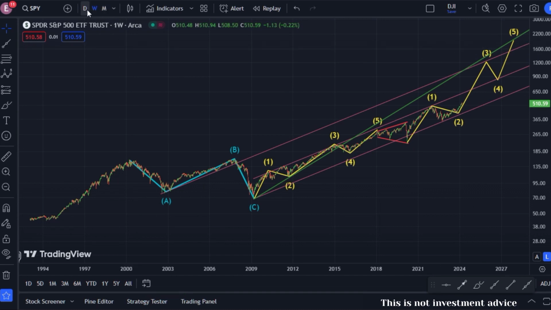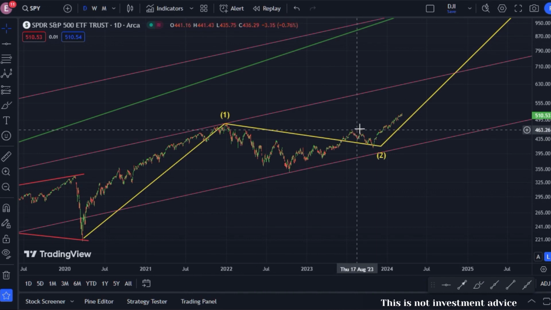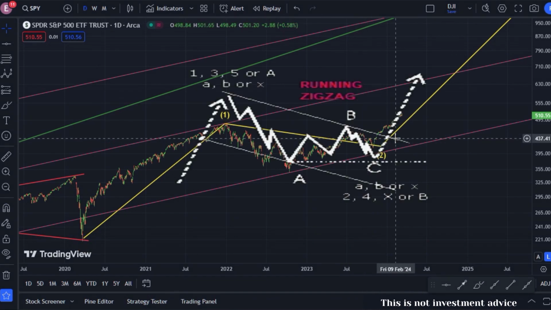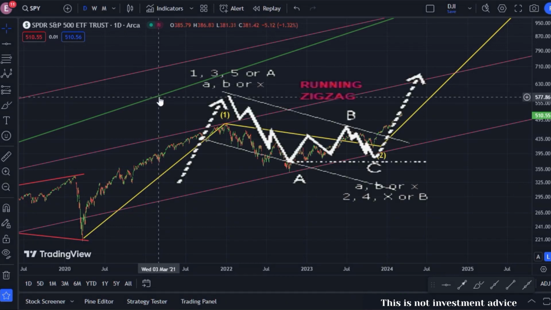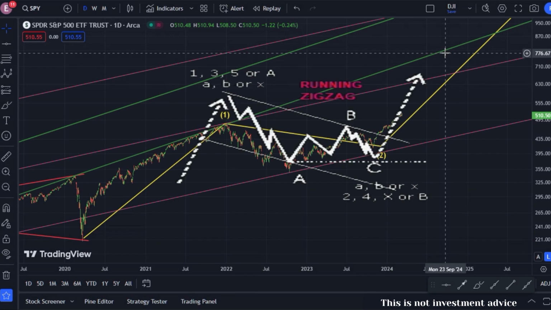We also need to look at the daily period. I've just mentioned this pattern, that's why I placed 2 there. It's a running zigzag. I see a resistance here. Let's take the parallel. As you know in technical analysis, parallels are magical.